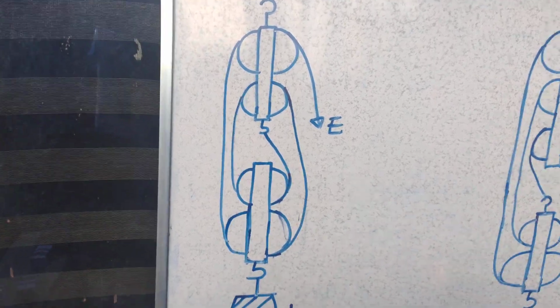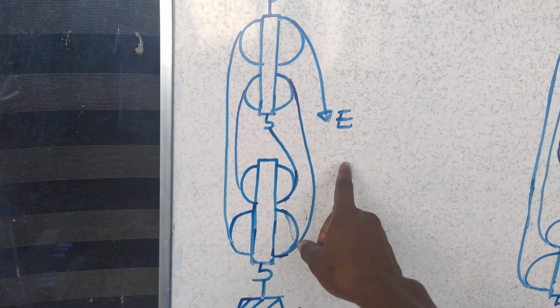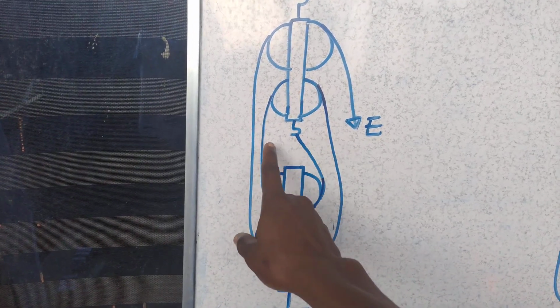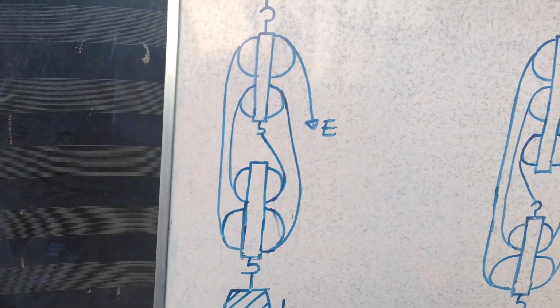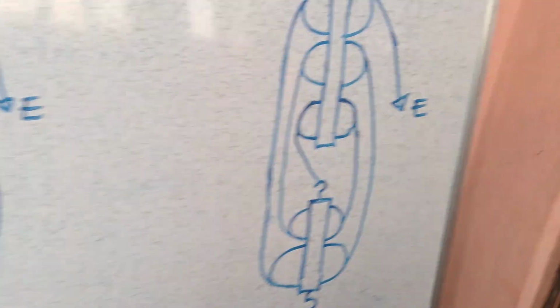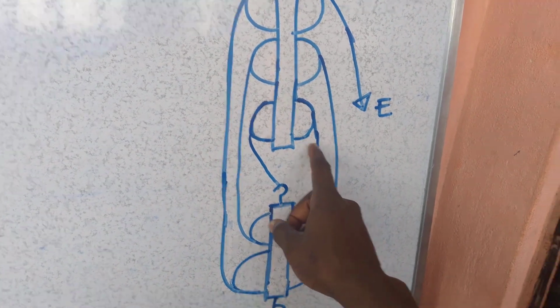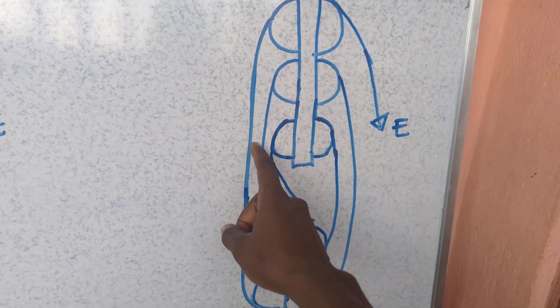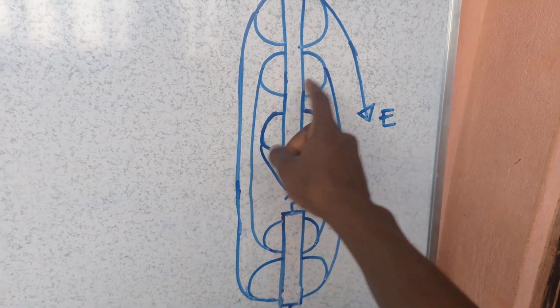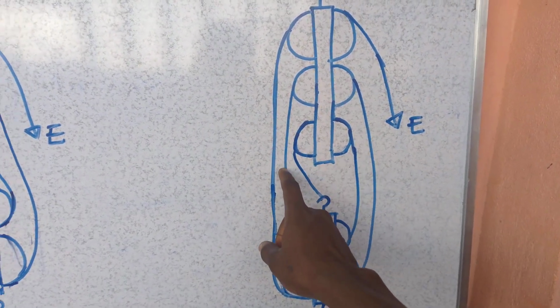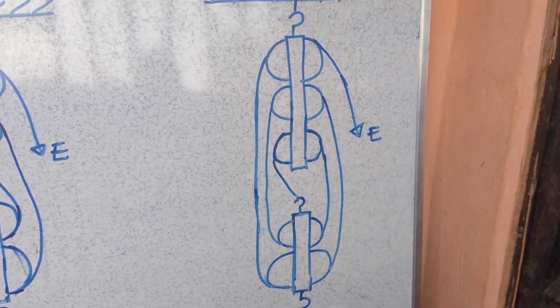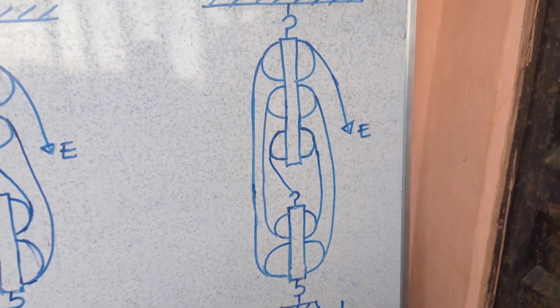Okay. So let's look at this one. The number of ropes, you have 1, 2, 3, 4. Okay. 4 ropes. That's velocity ratio 4. Then look at this other one. 1, 2, 3, 4, 5. So it's equivalent to 5. The velocity ratio is 5.